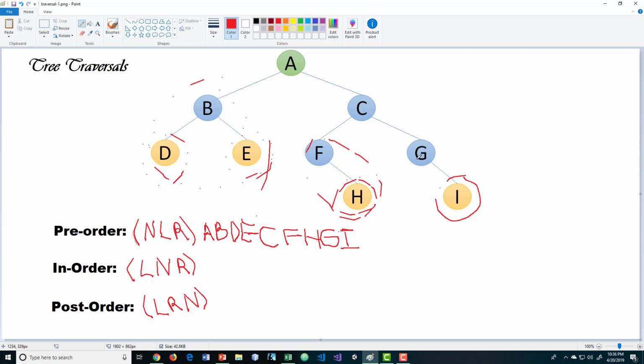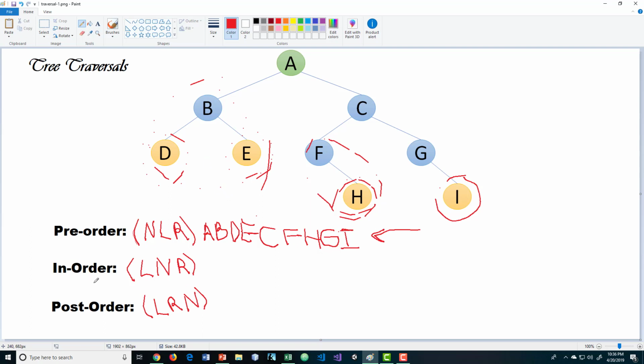Okay, so it then says I don't have a left, don't have a right, so we go back up to G. Hey G, did you visit yourself? Yep. Did you visit your left? Yes. Did you visit your right? Yes. Go back up to C. Visited myself, my left, and my right. Go back up to A. A says I have visited myself, my left, and my right. So this is done. This is the pre-order traversal.